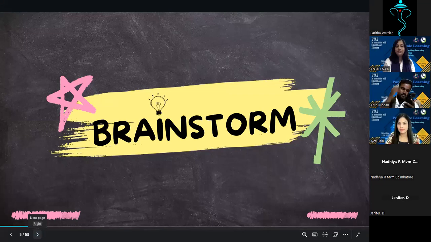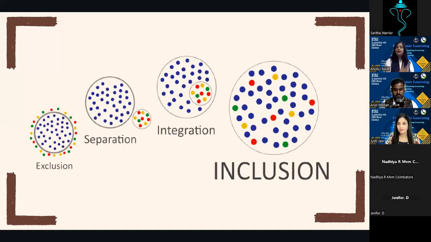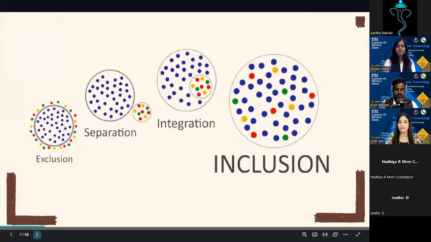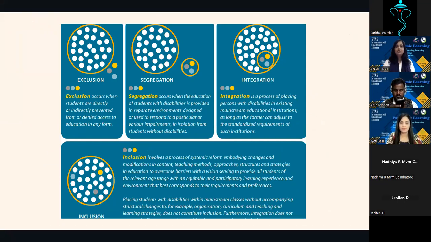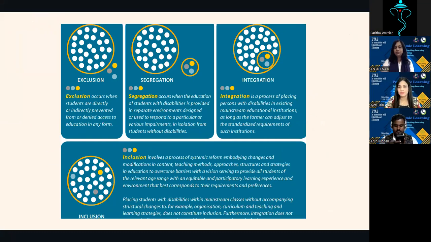So let's brainstorm. What is a thin line of difference between exclusion, separation, integration, and inclusion? So, exclusion. As you can see in the image, what exclusion means? When students are denied access to education, that is exclusion. Segregation is education which is provided in a separate environment. Integration is placing students in existing mainstream as long as they can adjust. So it depends on their capability of adjustment. And when it comes to inclusion, it is a process of systemic reformation, modifying the content, methods, approaches in education.